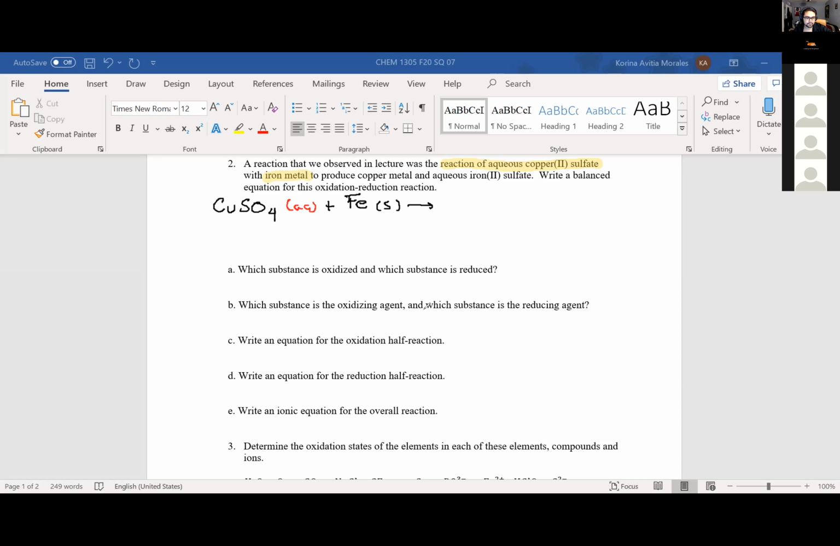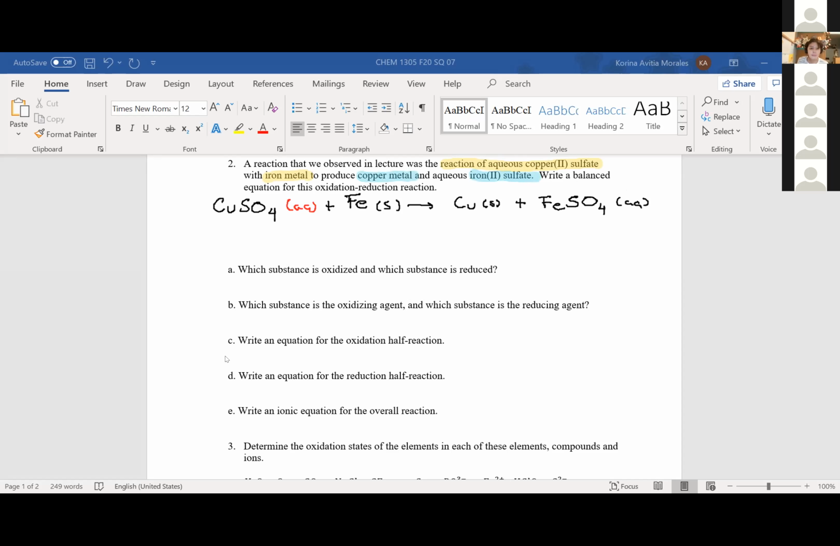So Cu plus Fe to SO4. Cu plus Fe. Yeah, SO4. Okay. Because remember, this is iron 2 sulfate, so you won't have any crossing in there. You just need to. It's 1-to-1.